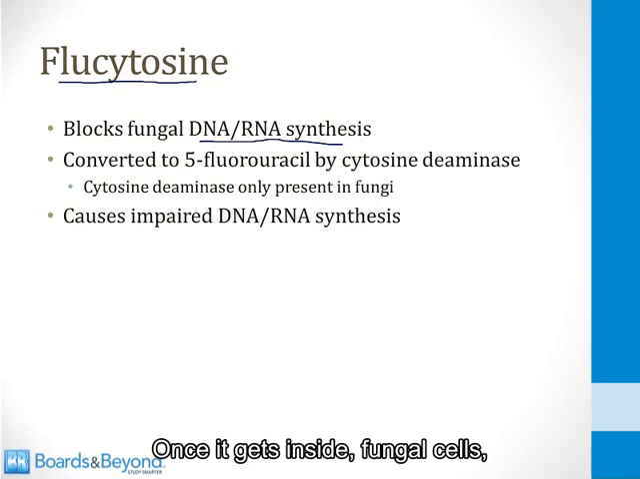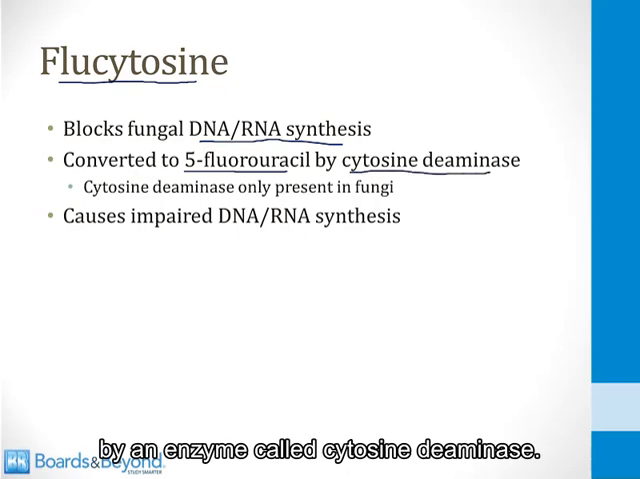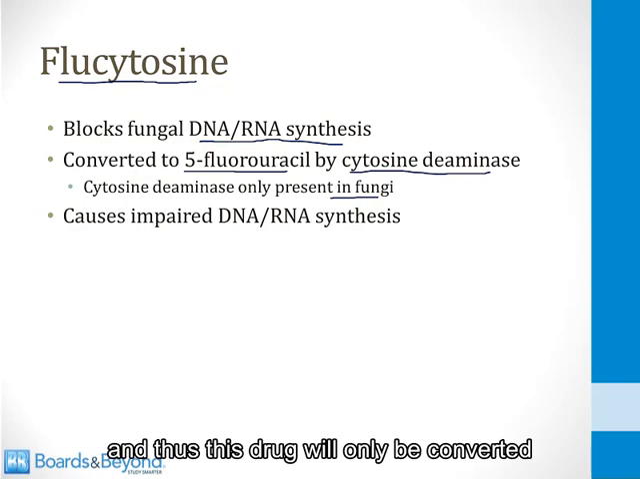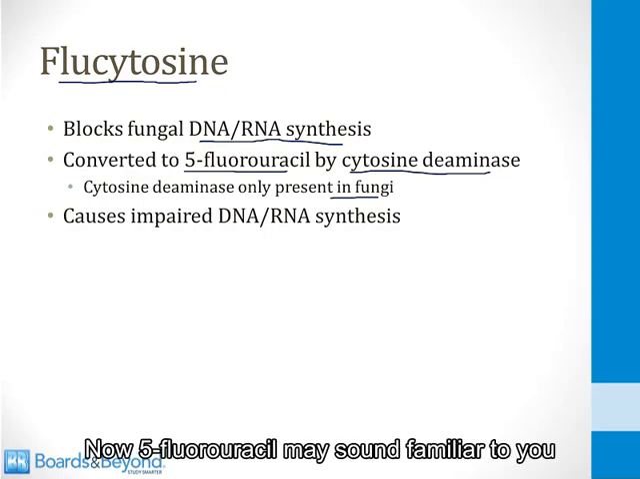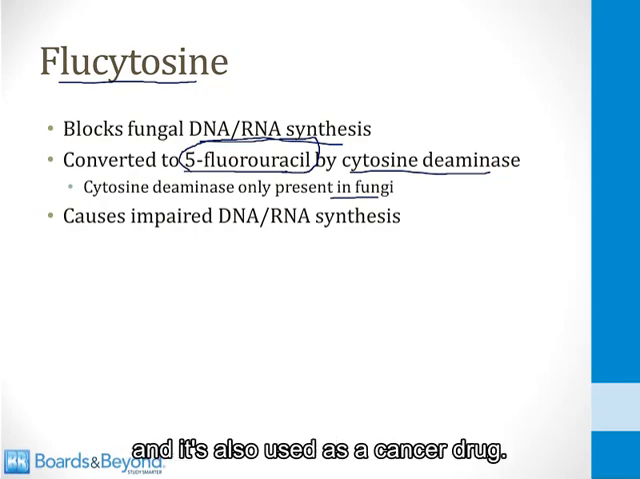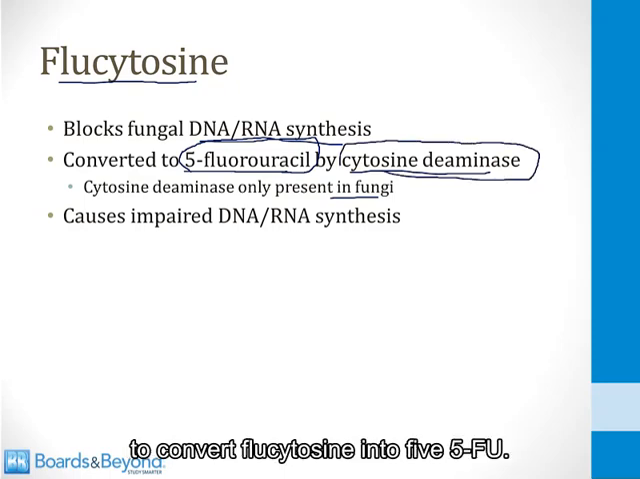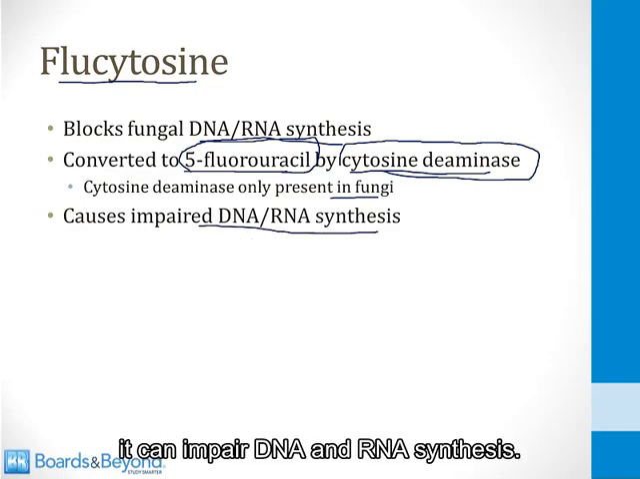Once it gets inside fungal cells, it's converted to 5-fluorouracil by an enzyme called cytosine deaminase. Cytosine deaminase is only present in fungi, and thus this drug will only be converted to 5-fluorouracil inside fungal cells. Now 5-fluorouracil may sound familiar to you, and that's because it's known as 5-FU, and it's also used as a cancer drug. In this case, though, it's mostly going to affect only fungi because only fungi have the enzyme to convert flucytosine into 5-FU. And once it becomes 5-FU, it can impair DNA and RNA synthesis.